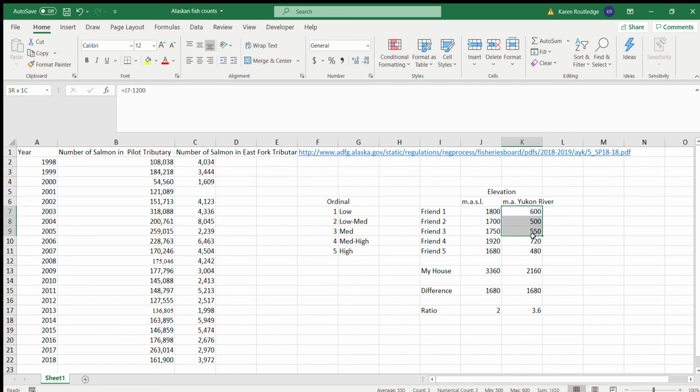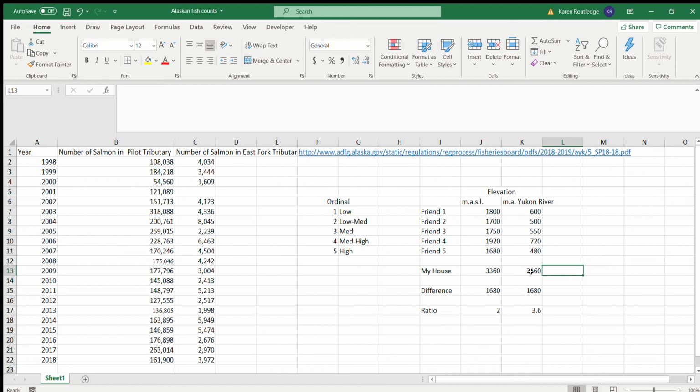So I'm going to do that for everything. I take my friend's house, I subtract off 1,200 meters, and I get a number. Subtract 1,200, and again, and again, and again. And even in my house, I take my meters above sea level, I'm subtracting off 1,200 meters, and there I go. I get some numbers.